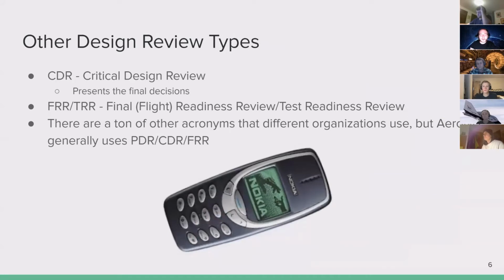So other types of design reviews. CDR is the next one, usually the critical design review. You present your final decisions that you've made, again, with justifications, calculations, probably a next revision or two of a CAD model.